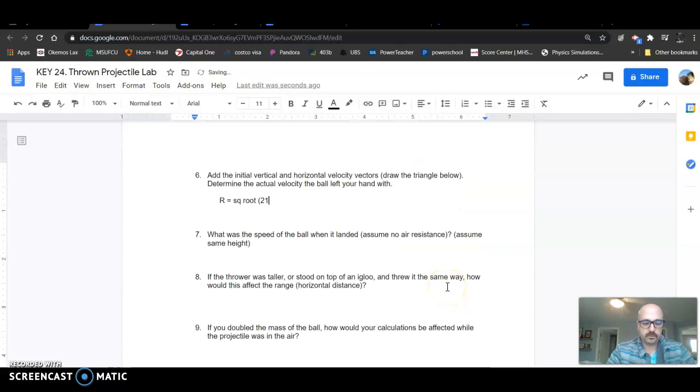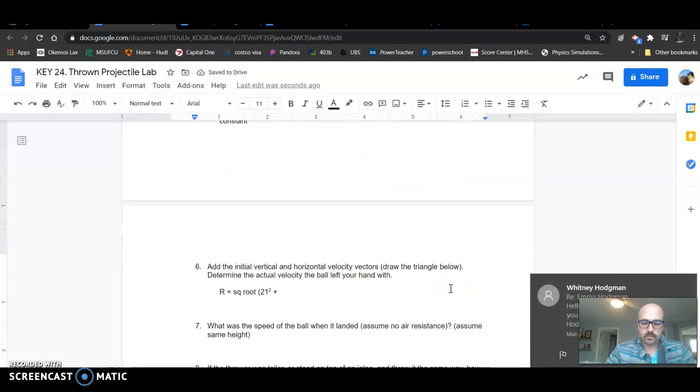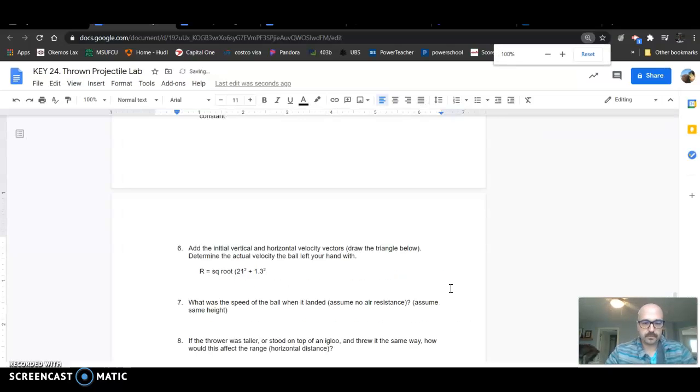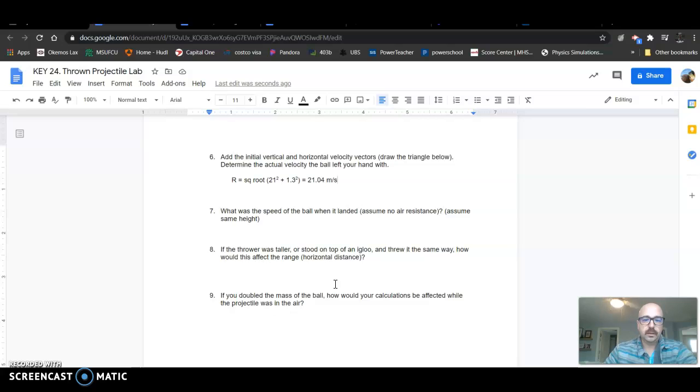So it's 21 squared plus, what was the vertical or horizontal, excuse me, 1.3 squared. And let's see. That equals 21.04 meters per second. So because this one's so big, this one's really small, and that doesn't really affect the hypotenuse too much, but that's the right way to do it.